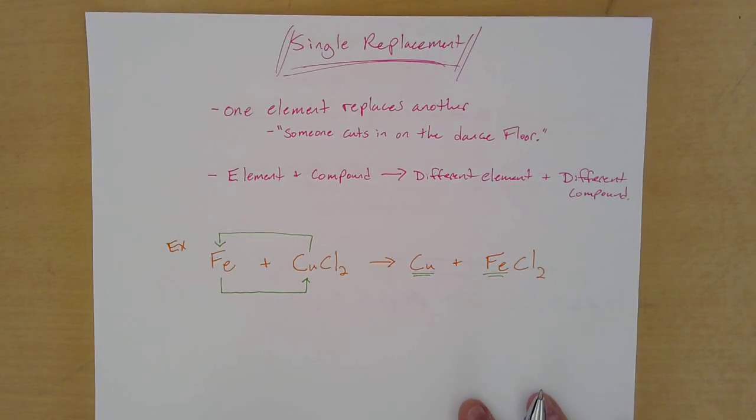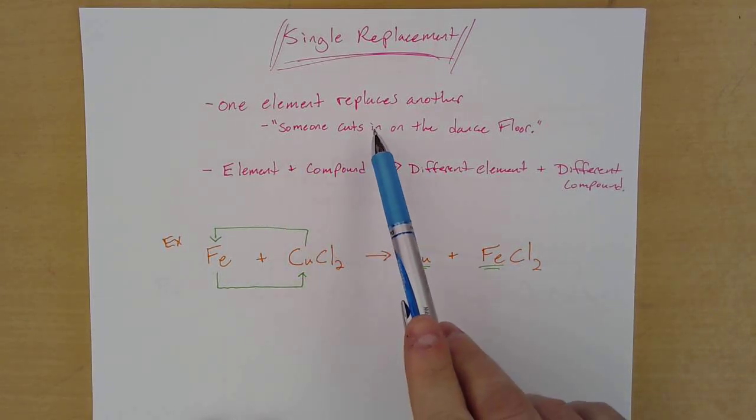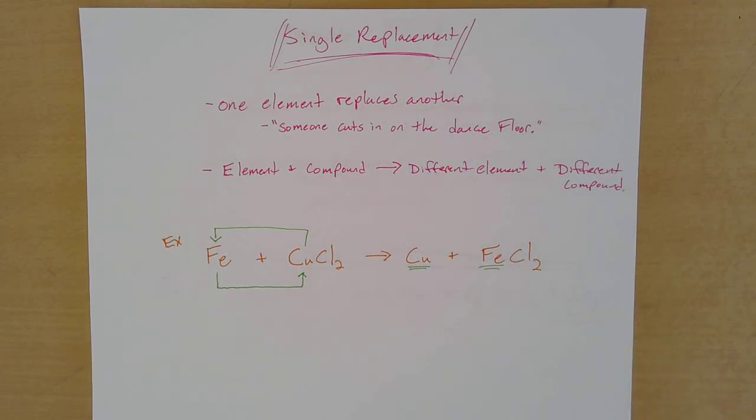With a single replacement, I'm literally just replacing one thing. So one element is just replacing another element. So I always talk about this as somebody cutting in on the dance floor. So somebody is seeing 2 people dancing. That's my element. He's looking over there. He wants to go dance with that person, so he goes over and bumps that other person out of the way and takes over.